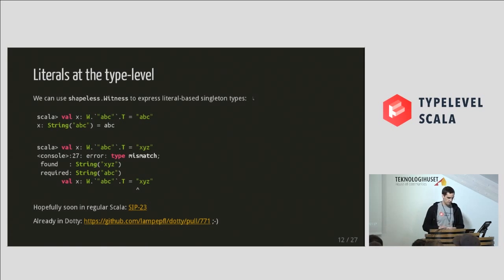And here we have an example of literal-based singleton types. We have this variable x, which has the type ABC, and we can assign it the value ABC, and that works. If we try to assign another value, XYZ, we get a type mismatch because the compiler expected a value of type ABC, but we provided a value of type XYZ. And we use literal-based singleton types in refined a lot as a way to put values in our predicates. We'll see an example soon. By the way, there's currently a SIP about bringing a syntax for literal-based singleton types into Scala, and it's of course already implemented in Dotty.